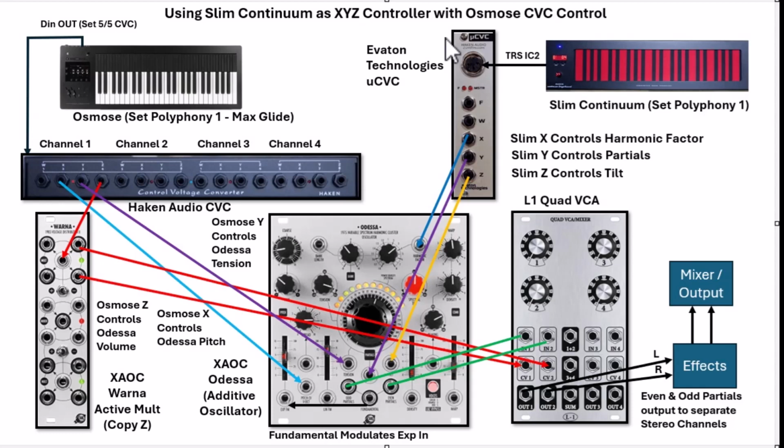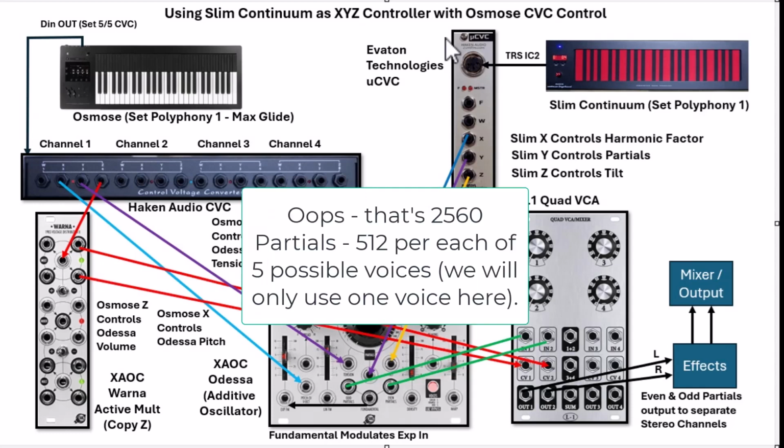Let's take a look at an application that will use an Osmose connected to a Haken Audio control voltage converter, so we can convert MPE keystrokes into CV output that will control an XAOC Odessa module. This is an additive oscillator that lets you manipulate 2650 harmonic partials in various ways.